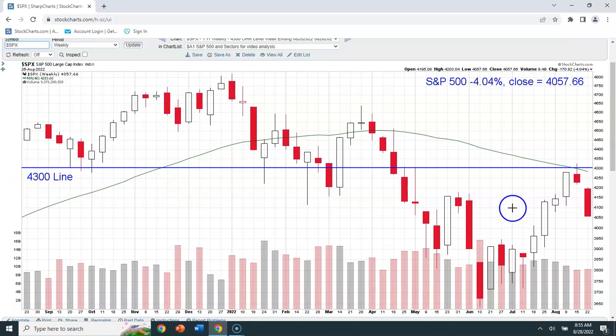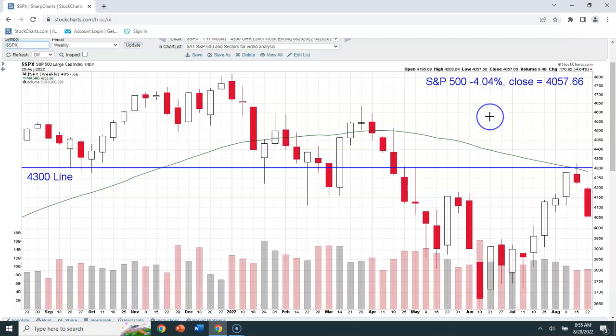This is a 1 year chart of the S&P 500. The blue line is the 4,300 line. I've got us started with that. And the green line, this downward trending line right now, that is the 40-week moving average. It is a fairly common long-term moving average that a lot of technicians use on their charts, so I threw that in there for talking points and visual reference.